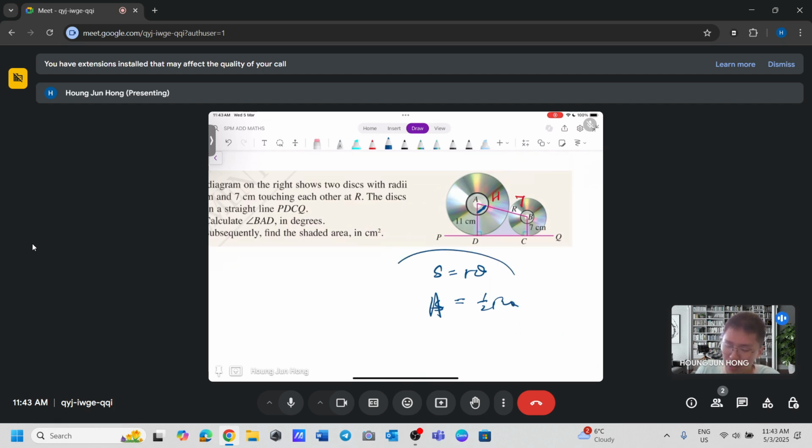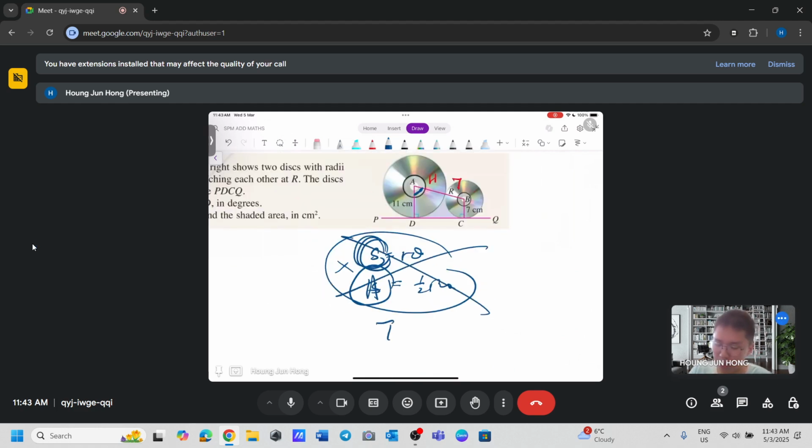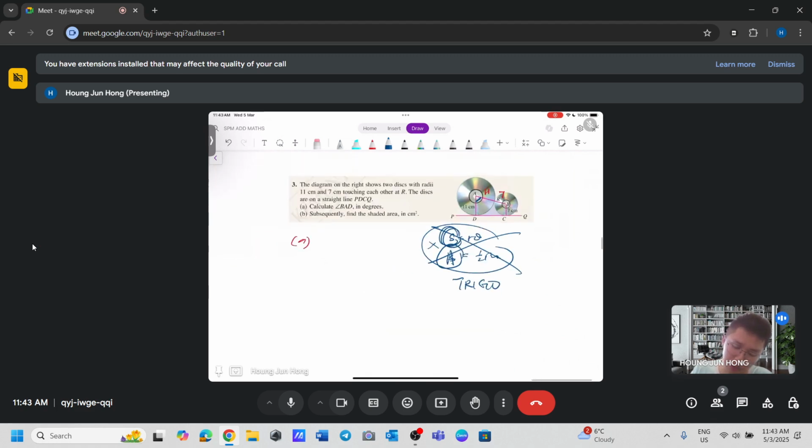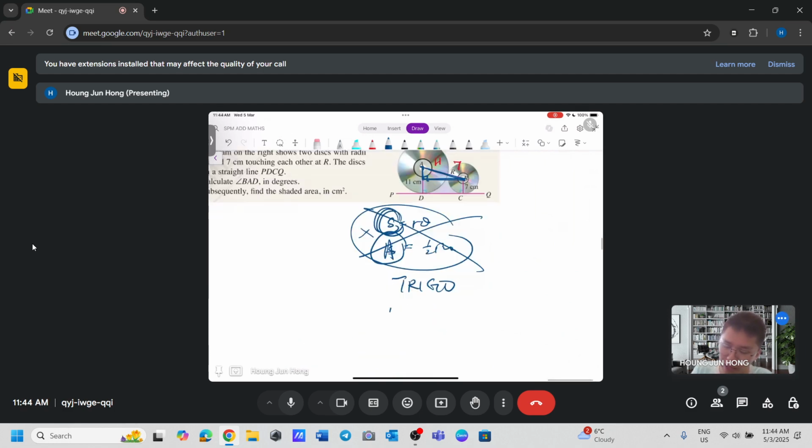But this formula cannot be used because I do not know the radius or circumference. I also do not know the area. There's no information on the area or the arc length. So I have to use something else, which is basically a triangle. What triangle can I use? If you zoom in a bit, you can find a triangle, built on a right angle triangle. So always try to find the right angle triangle, a 90-degree triangle.